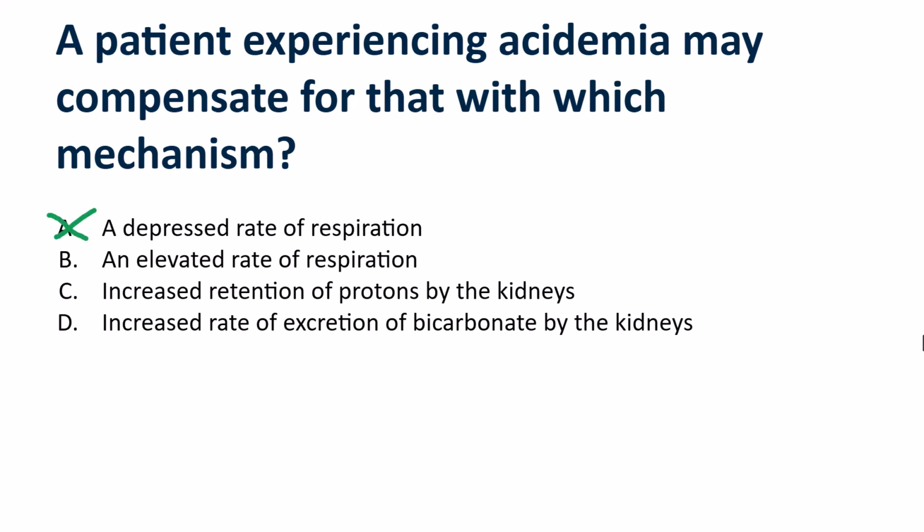An elevated rate of respiration. Well, by hyperventilating, you're blowing off more of that volatile acid, so that will raise blood pH. That is a correct answer. An increased retention of protons by the kidney. No, under acidemia, we want to excrete protons. And an increased rate of excretion of bicarbonate ions. No, we want to decrease the rate of excretion of bicarbonate ions during acidemia, so that is incorrect. So the correct answer is B, an elevated rate of respiration.